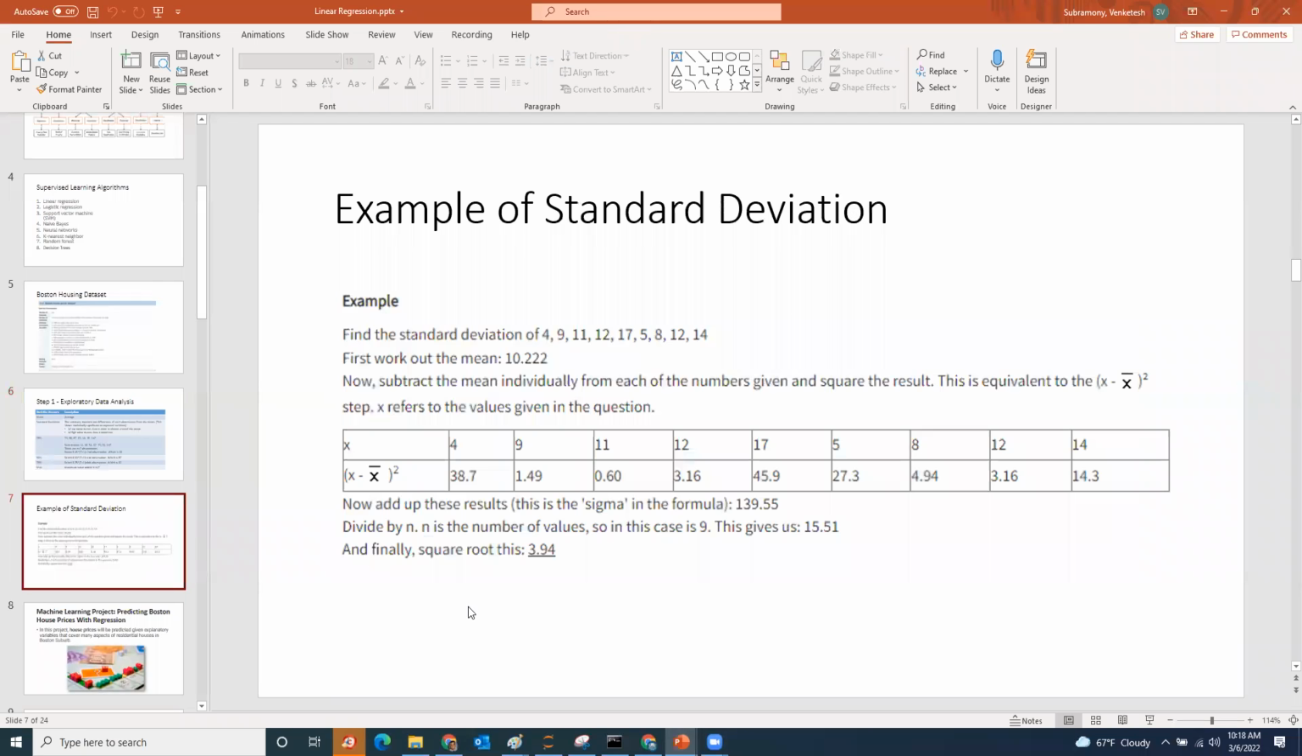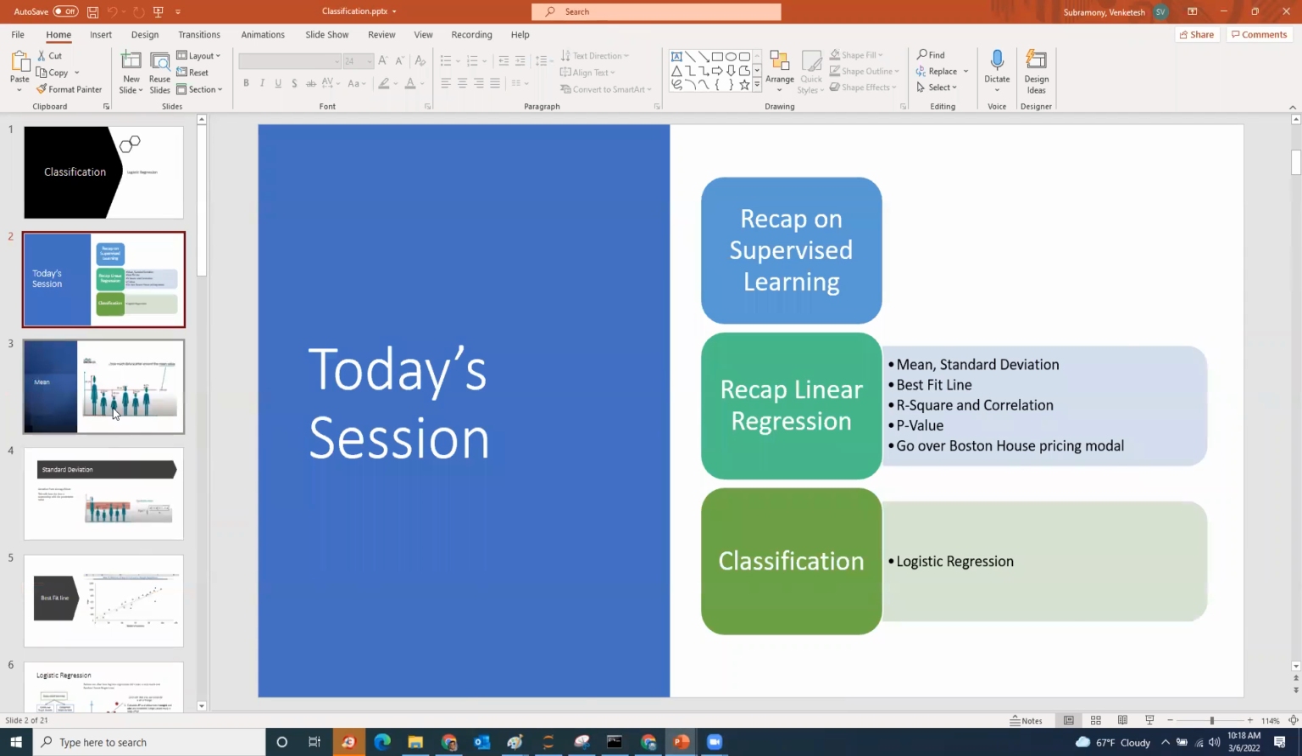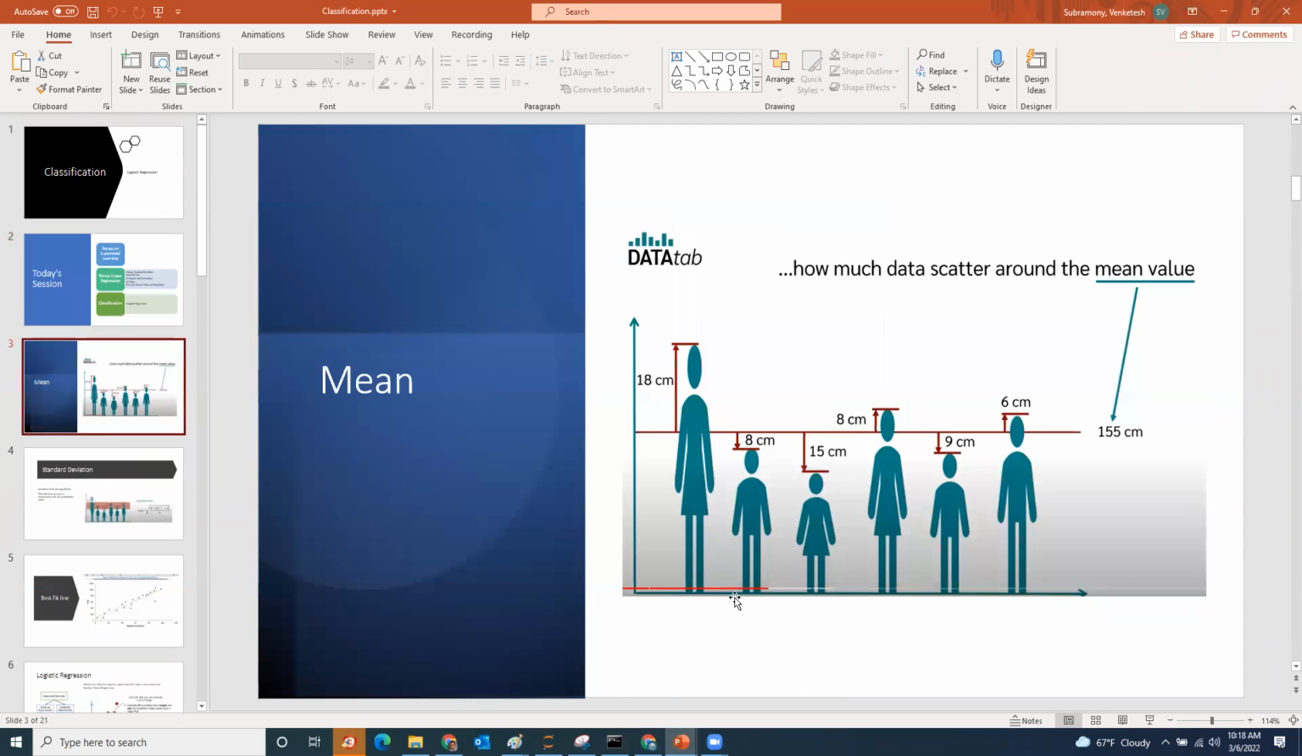What we need to do, you need to find the deviation. So I have a slide for that. Let me show you what it is. This is a standard deviation. Let's say 155 centimeters is the mean height of all those people, and you want to find the mean. Everybody has different heights. The mean you are getting, the average height, is 155 centimeters.